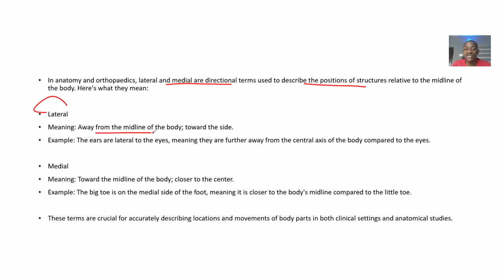Lateral is moving away from the midline of the body towards the other side. You get it? For example, you can now say the ears are lateral to the eyes, they are away from the eyes. That means the ears are further away from the central axis of the body compared to the eyes. The eyes, of course, are close to the midline. The ears are far. Do you understand?